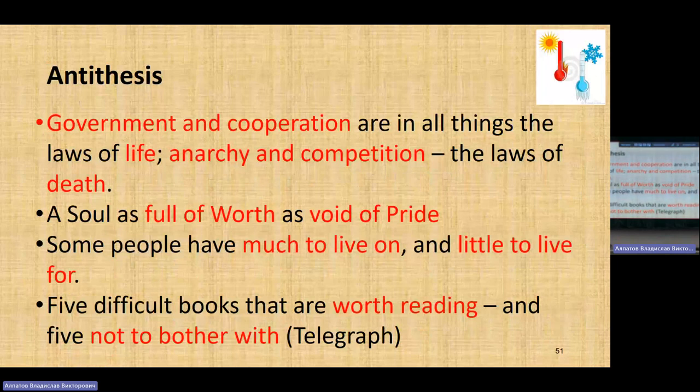Some more examples. Government and cooperation are in all things the laws of life. Anarchy and competition, the laws of death. A soul as full of worth as void of pride.